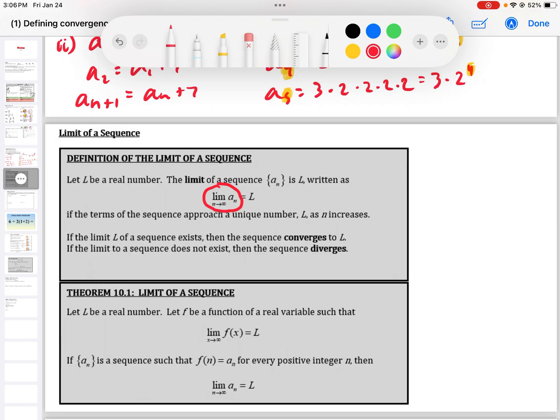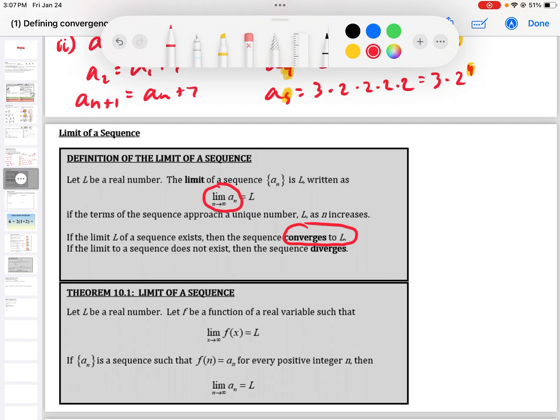That's a big idea. This is not a series yet. It's about series in a second. That's when we'll jump. But the sequence, what are the sequence numbers approaching? And if the terms of the sequence approach a unique number, as n increases, then the limit of the sequence is said to converge to that number.